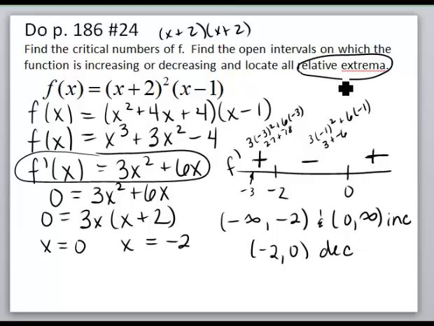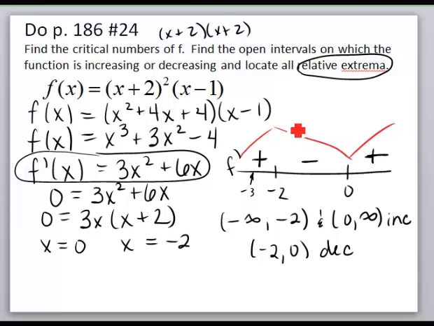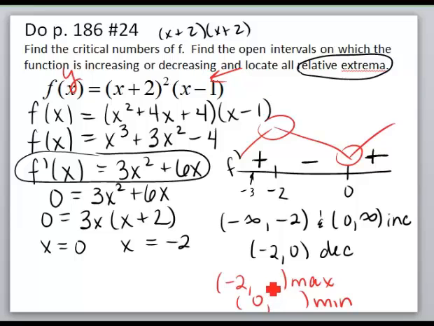What I like to do is pretend that this is partially a function here, and I like to draw in, okay, well, it's increasing, then it's decreasing, then it's increasing. So I know here's a max and here's a min. So I'll write that in here, that negative 2 comma something is a max, and 0 comma something else is a minimum. We go back to find our y values from the original. I'll just tell you what you get when you plug those in. You get 0 and you get negative 4.